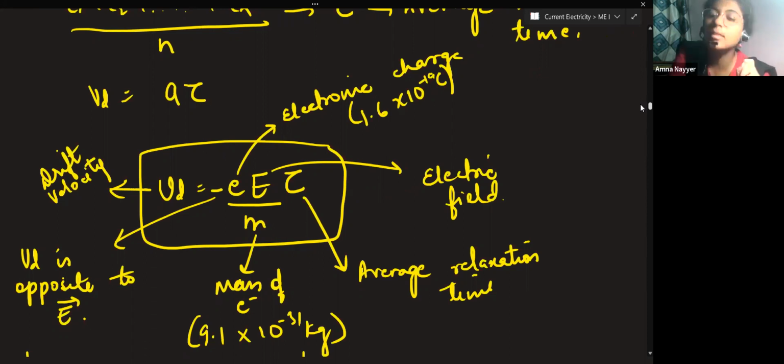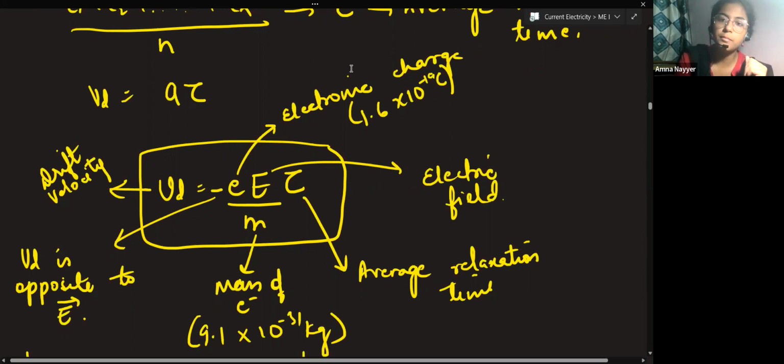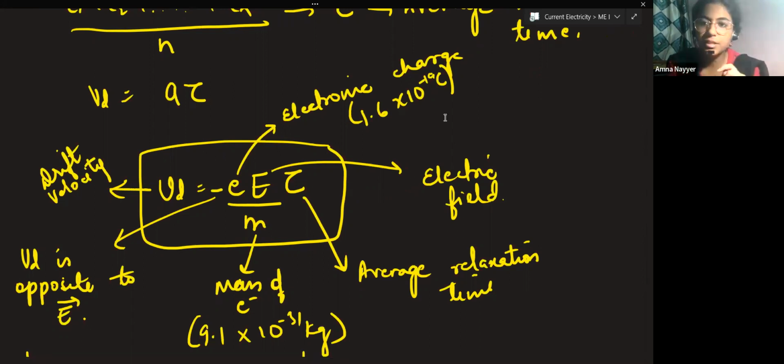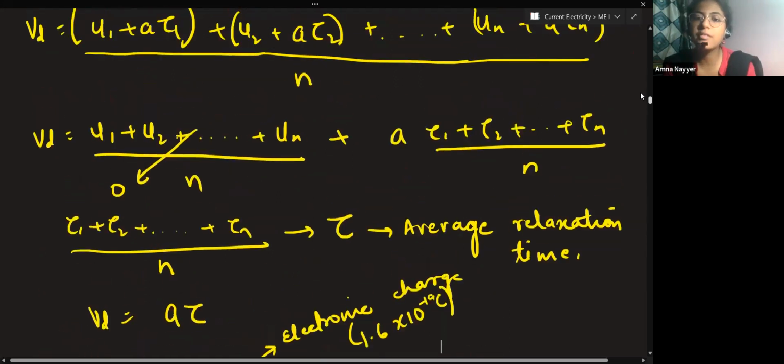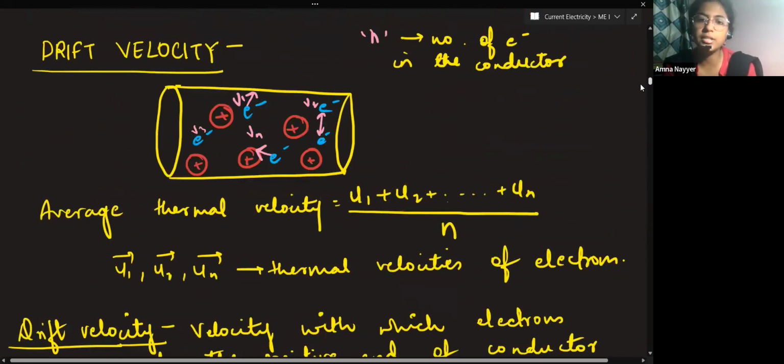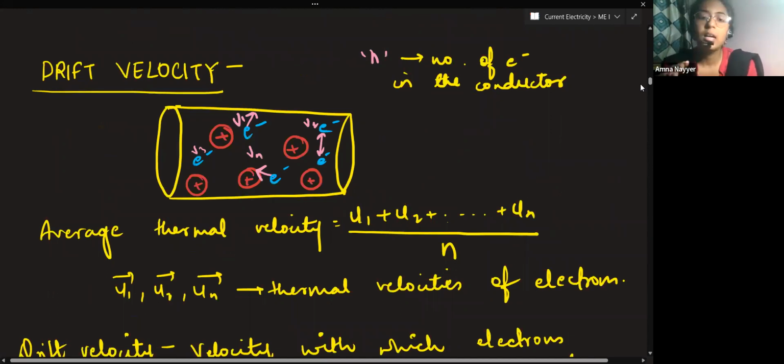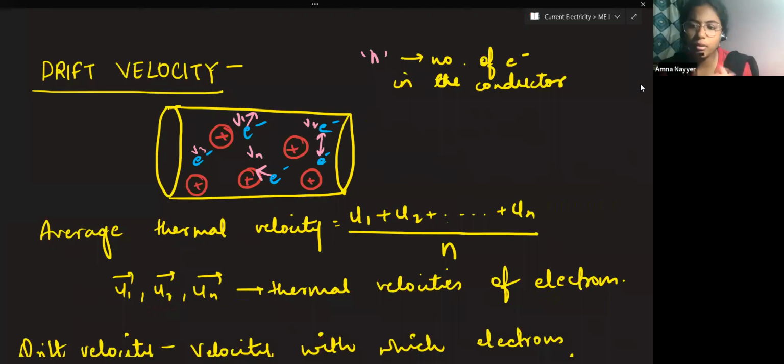Now, what is this term average relaxation time that has been used in the formula? I'll explain. When two electrons collide among themselves, there is a certain time gap when the electrons are not colliding with each other. There will be a gap.